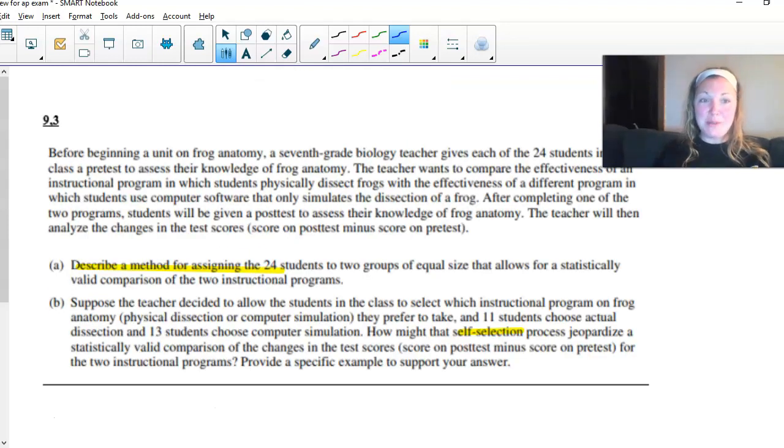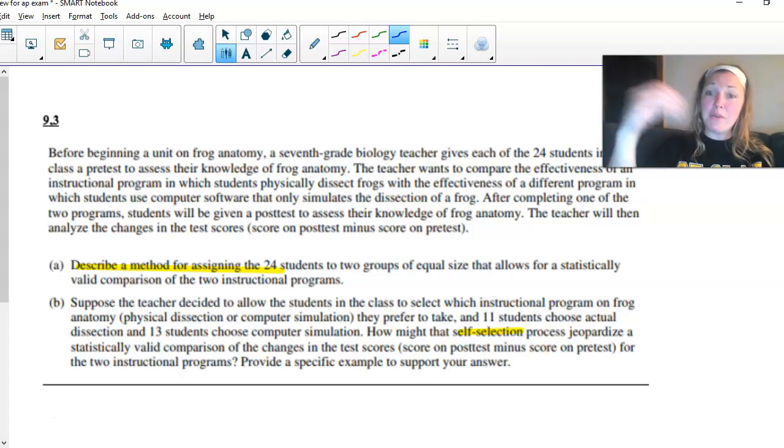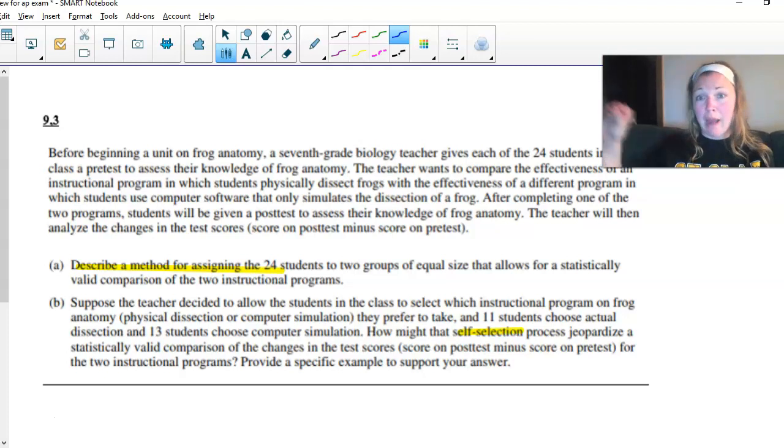Okay, let's keep cruising, you guys. We're doing really well. Okay, again, not reading through things, just talking about what is the question asking. Here, the question is talking about describing a method for assigning 24 students to two groups of equal size. Hat method. 24 students, equal size sheets of paper, put them in a hat, shake up the hat. First 12 go to the first group, second 12 go to the second group. At the end, compare the response variable, whatever that is in this question. And I think it's a post-test minus a pre-test score.